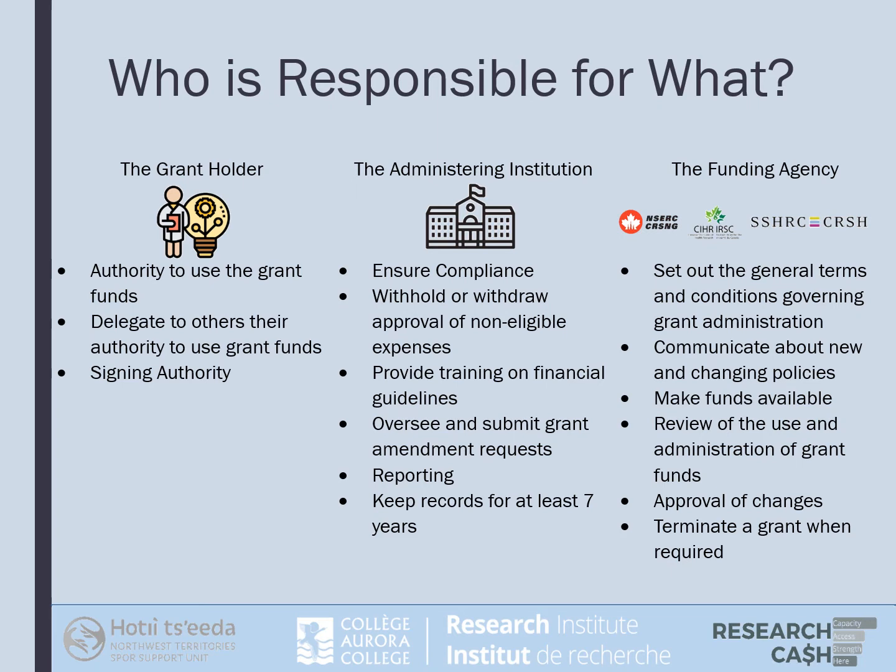The funding agency sets out the general terms and conditions governing the administration of the grant. They communicate and consult with the institution on the introduction of new policies or changes to existing policies. They make funds available to grant recipients and conduct periodic reviews of the use and administration of grant funds. They oversee the approval of changes to grant administration and terminate a grant when its requirements can no longer be met.